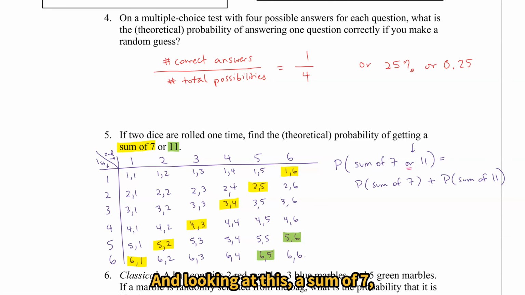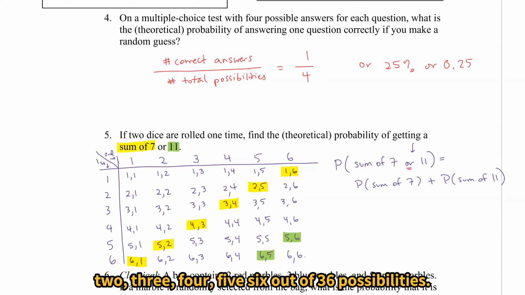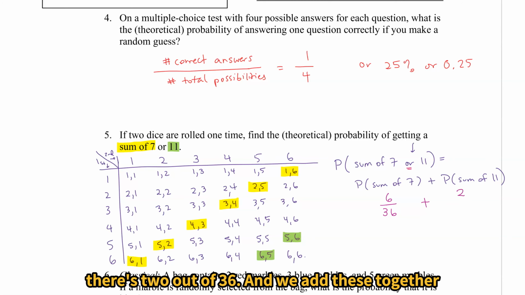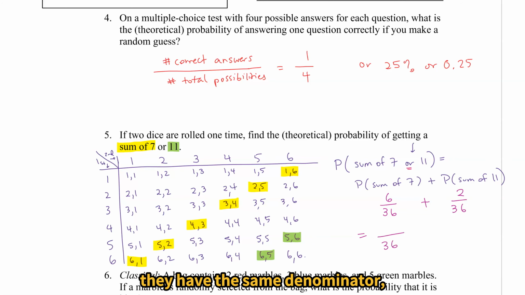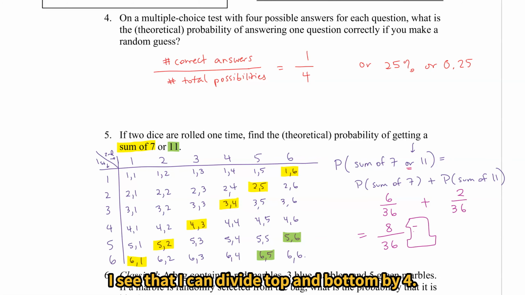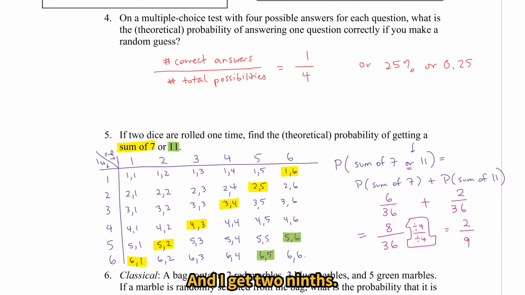And looking at this, a sum of 7, we have 1, 2, 3, 4, 5, 6 out of 36 possibilities. And then a sum of 11, there's 2 out of 36. And we add these together, they have the same denominator, so we can keep that denominator. 6 plus 2 is 8. And then if we reduce the fraction, I see that I can divide top and bottom by 4. And I get 2/9.